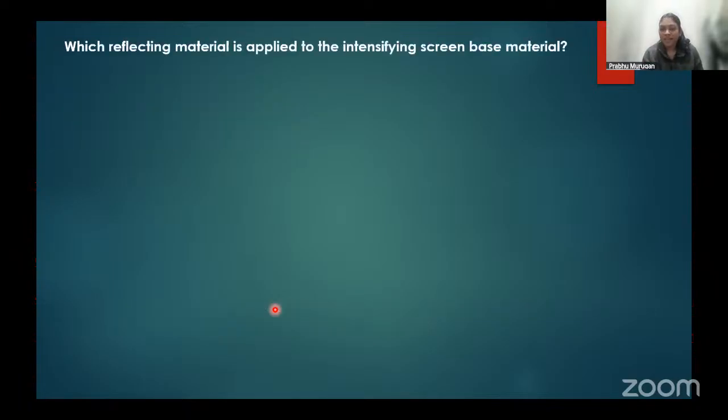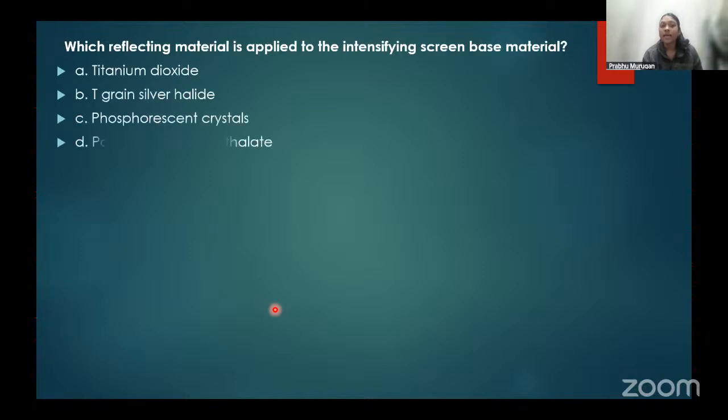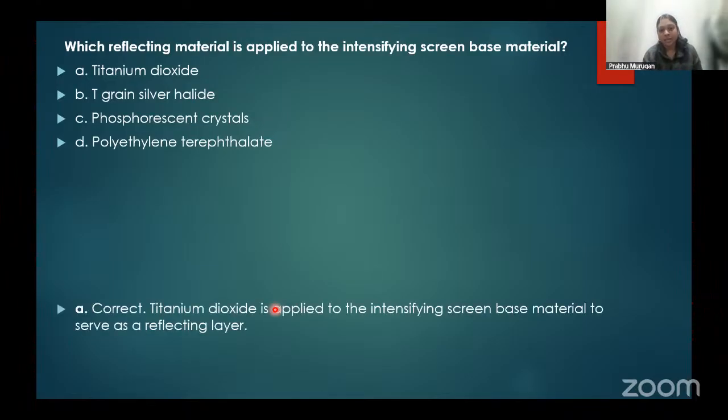Oh yeah, this one I just told you. The reflecting material that is used in the intensifying screen base material is titanium oxide. I did not mention it there, I'm just making a note of it here, okay? Titanium dioxide is the material that is used in the intensifying screen base as a reflective material.